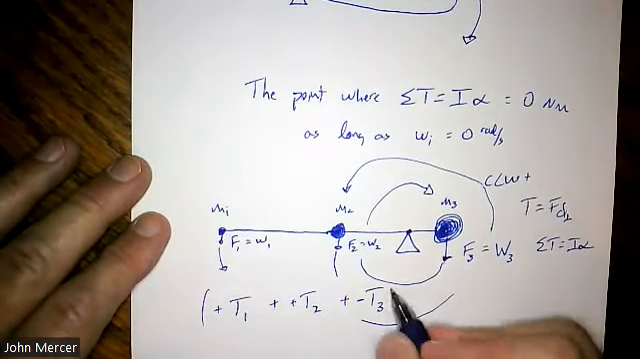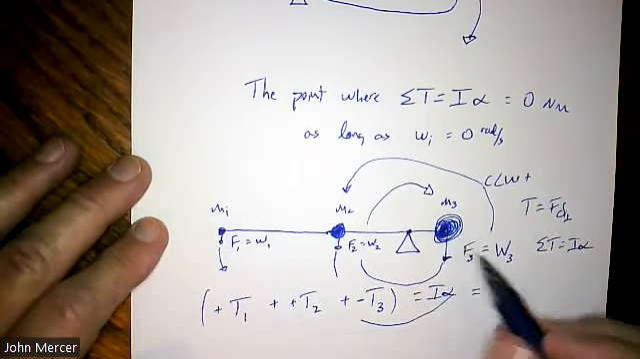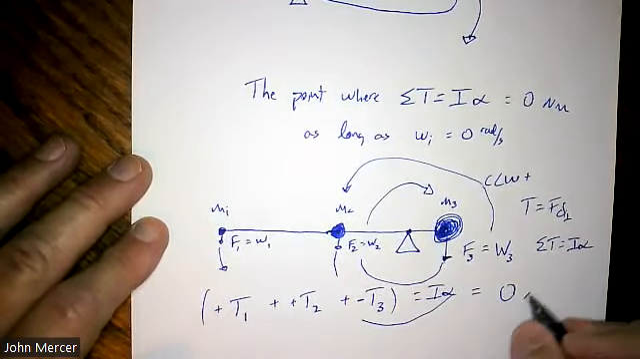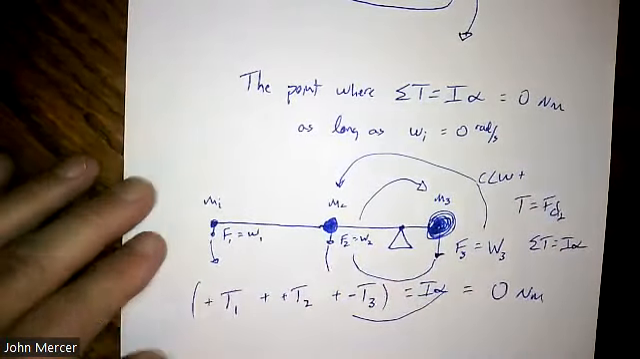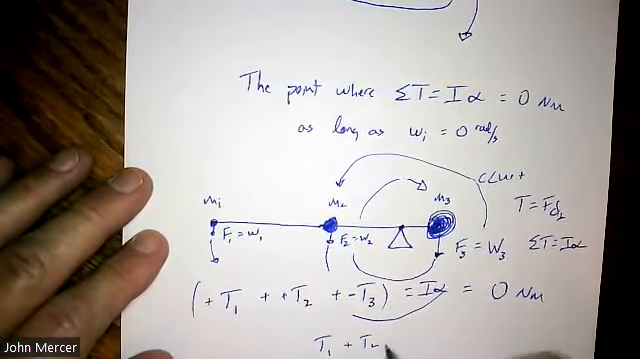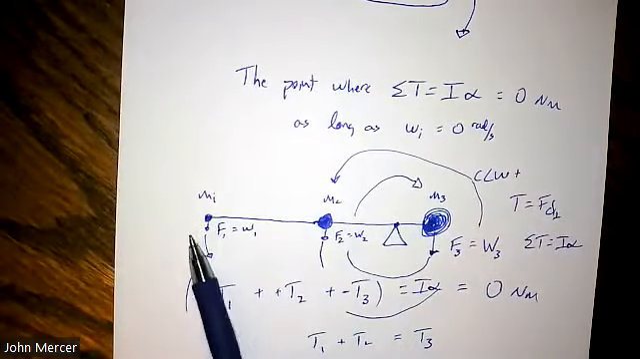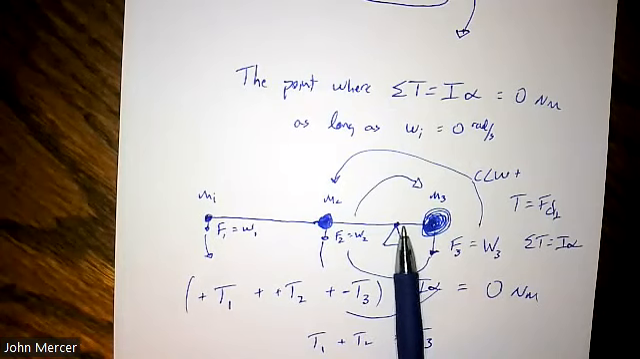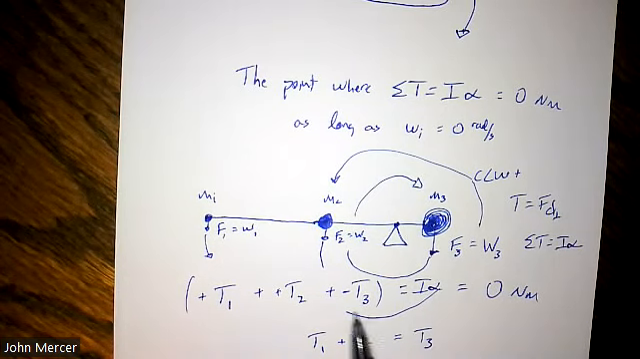So we have to add up those 3 torques to equal I alpha. And as long as initial angular velocity is 0, they will add up to 0 newton meters. Now I can ultimately see here, if I rearrange this, torque 1 plus torque 2 equals torque 3. So the torques on one side of the axis have to be equal to the torques on the other side of the axis. And remember, each of these torques we figure out by F d perpendicular.